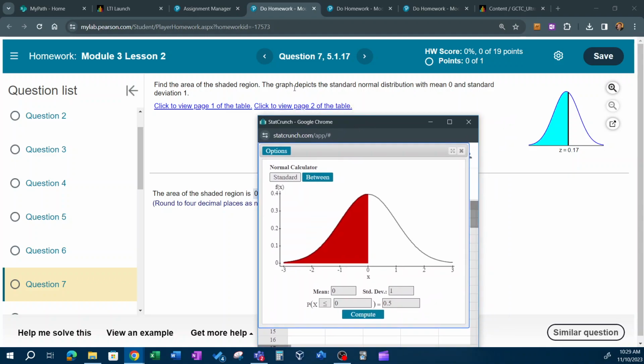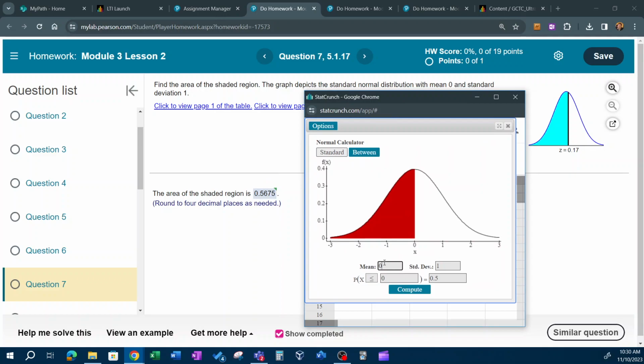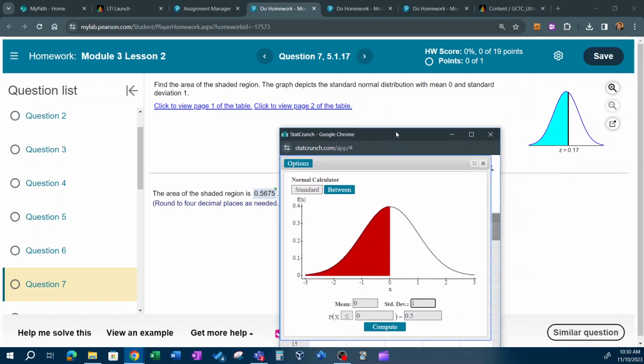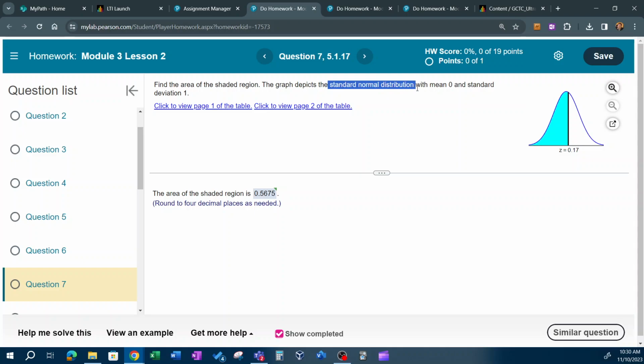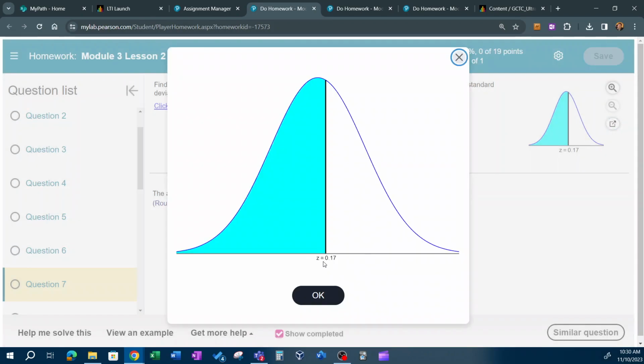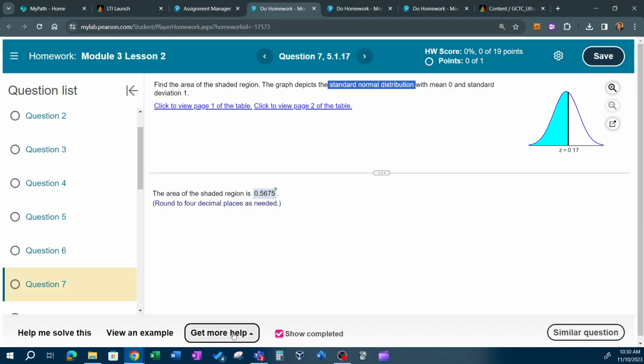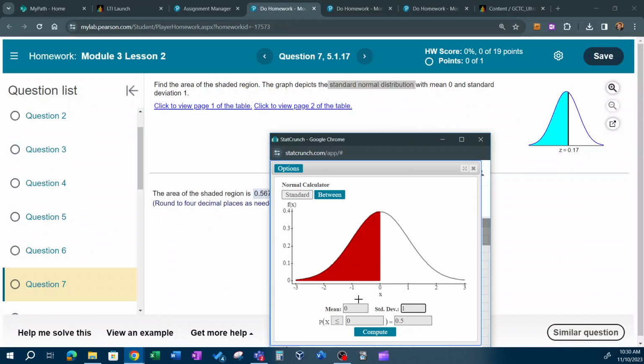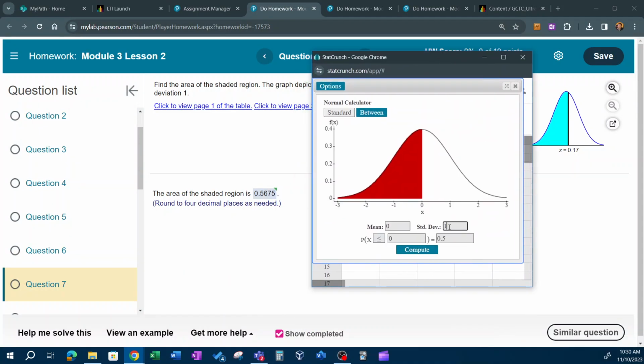All right, so this says the graph depicts the standard normal distribution with mean 0 and standard deviation 1. All right, so we're going to keep that 0 and 1 there, but anytime you see standard normal, that's going to be an indication that the mean is 0 and standard deviation is 1, even if it's not stated there. Or if you see a z on the graph, that means that the mean is 0 and the standard deviation is 1, all right? So that's the first part of any of these problems.